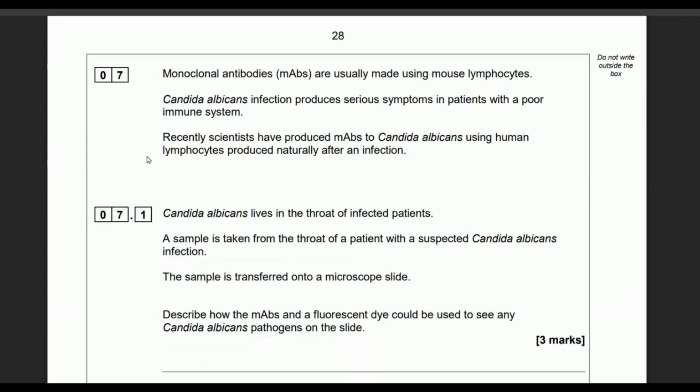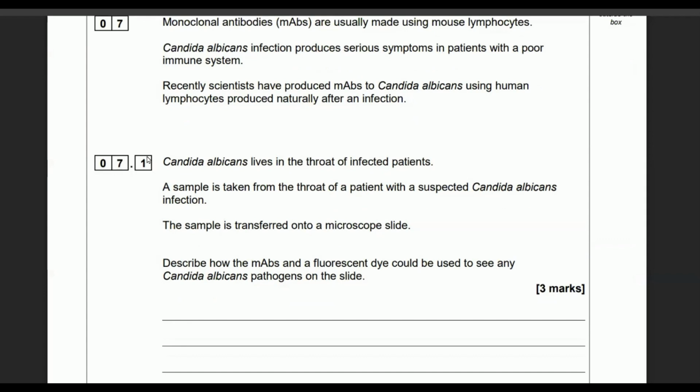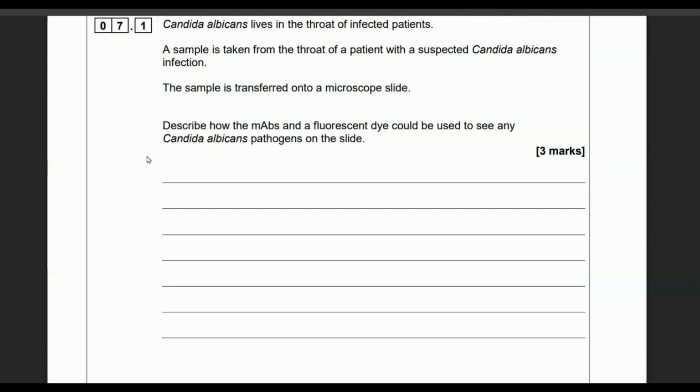Monoclonal antibodies, MABs, are usually made from mouse lymphocytes. Candida albicans infection produces serious symptoms in patients with a poor immune system. Recently, scientists have produced MABs to Candida albicans using human lymphocytes produced naturally after an infection. Candida albicans lives in the throat of infected patients. The sample is taken from the throat of a patient with suspected Candida albicans infection. The sample is transferred onto a microscope slide. Describe how the MABs and fluorescent dye could be used to see any Candida albicans pathogen on the slide. Oh my days, that was a serious stem to that question.